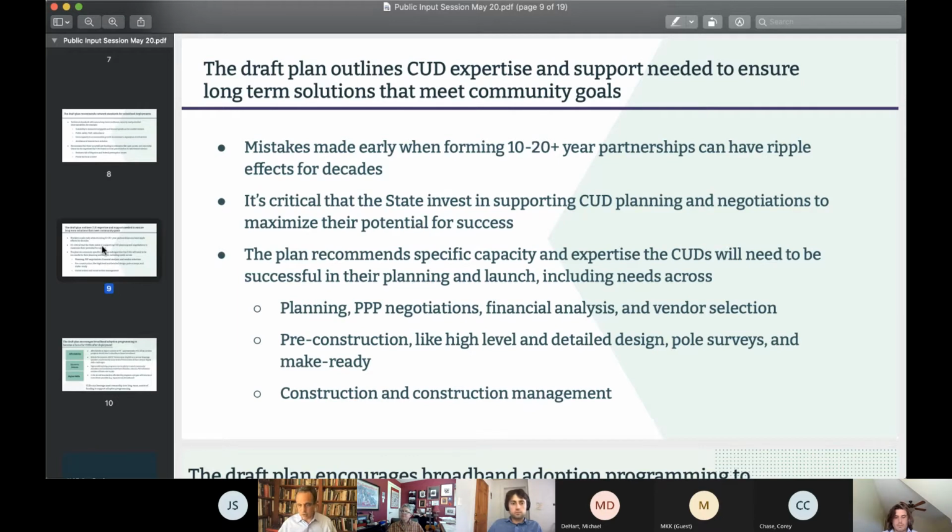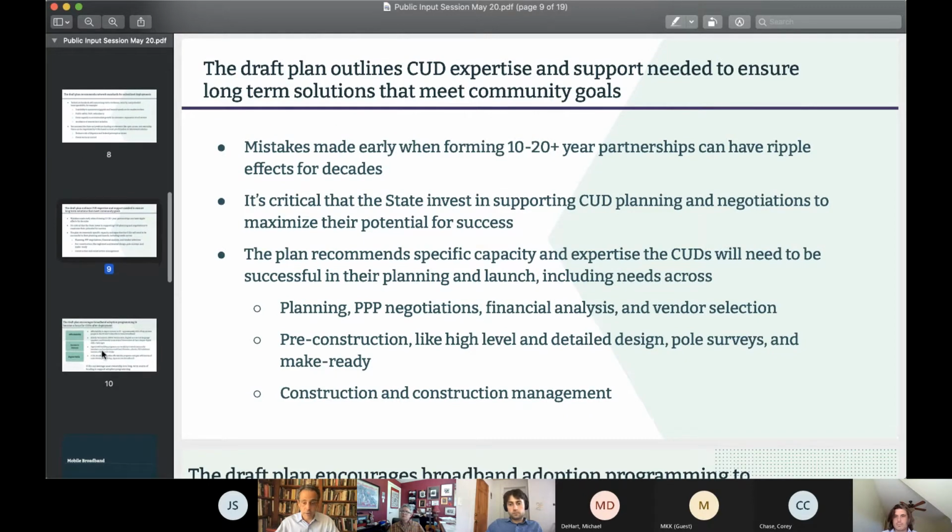And I know a lot of CUDs are starting to do RFPs very quickly to try to get ahead of the curve. But it is important for the state to invest in supporting CUDs in this planning and negotiation, whether it's technical support from state agencies or it's providing the resources to do it. These are going to be complex projects, and if there are public-private partnerships, it's going to be with sophisticated corporations, and we want to make sure that they are going into these well-equipped to do right by the communities that they are representing.